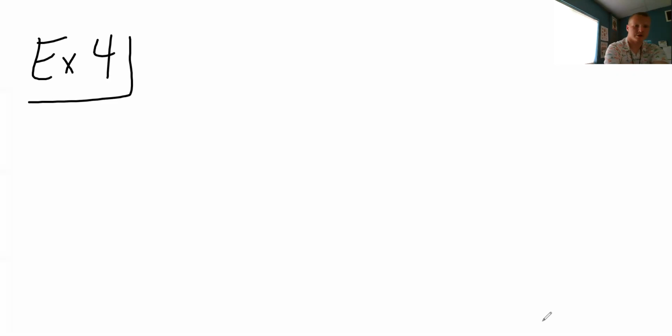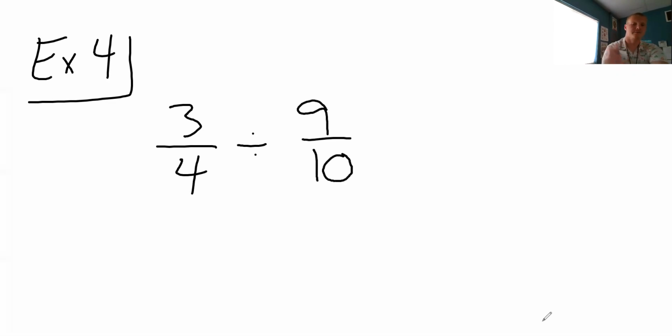Okay, so example 3. I pretty much did example 3, so I'm going to skip over that one. So I want to do example 4, so then I can get to the calculator part. So example 4, I have 3 over 4 divided by 9 over 10. 3 over 4 divided by 9 over 10. What am I going to do here?